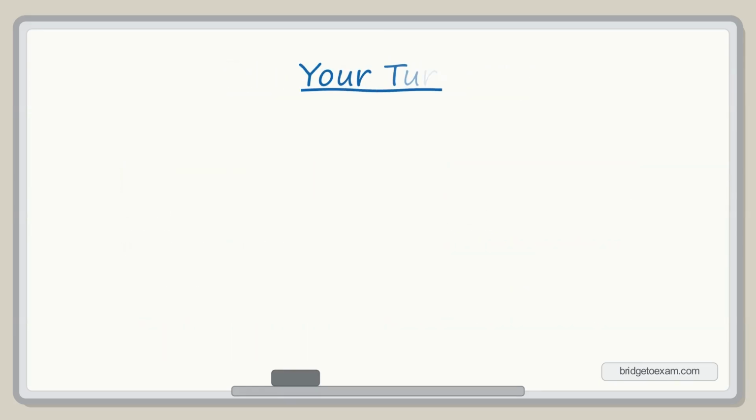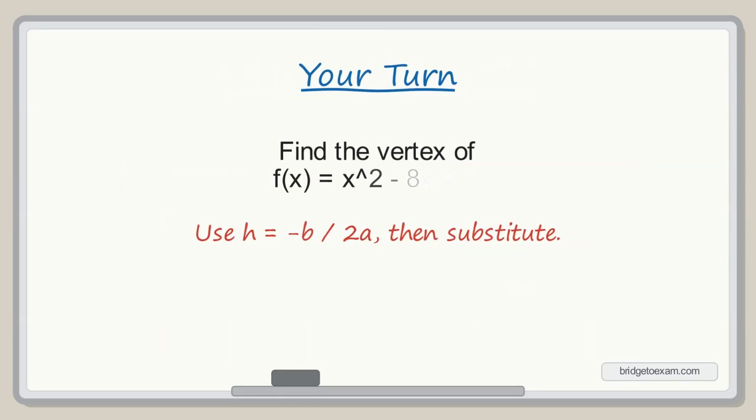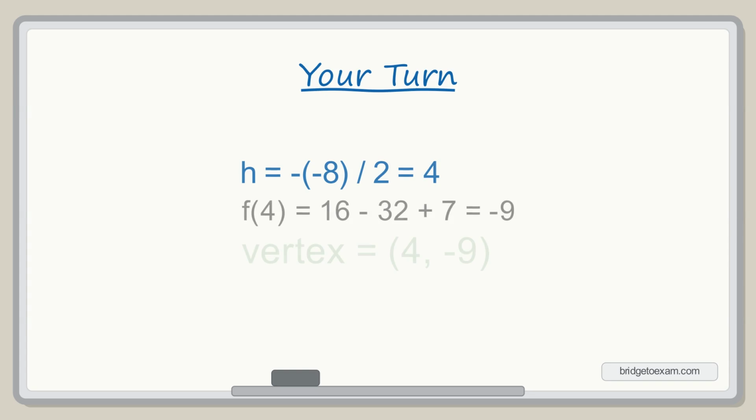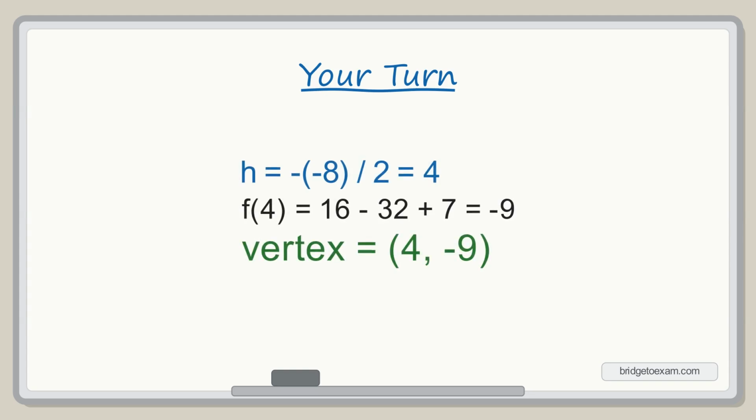Your turn. Find the vertex of f of x equals x squared minus 8x plus 7. Pause and use negative b over 2a. The vertex input is negative negative 8 over 2, which is 4. Substitute 4 to get negative 9, so the vertex is (4, negative 9).